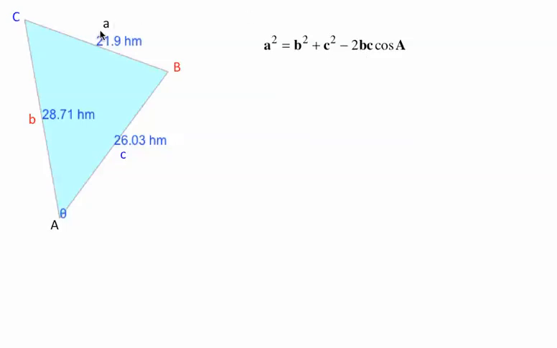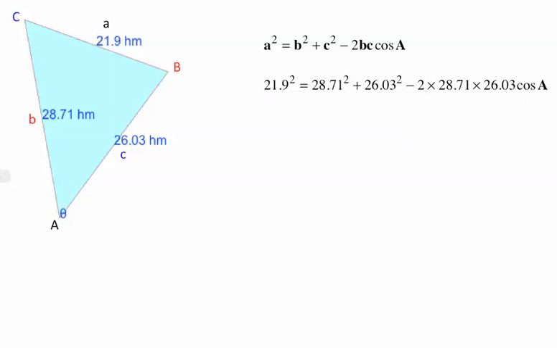And then I'm going to set up my cosine law in terms of A, because I'm trying to find angle A, right? So I want it to say cosine of A in the end. So I have A squared is equal to B squared plus C squared minus 2BC times the cosine of A. So what I'm going to do is fill in everything I know, which is that. So the A is 21.9, so 21.9 squared is equal to the B, which is 28.71. But, basically I've just filled in everything I know.